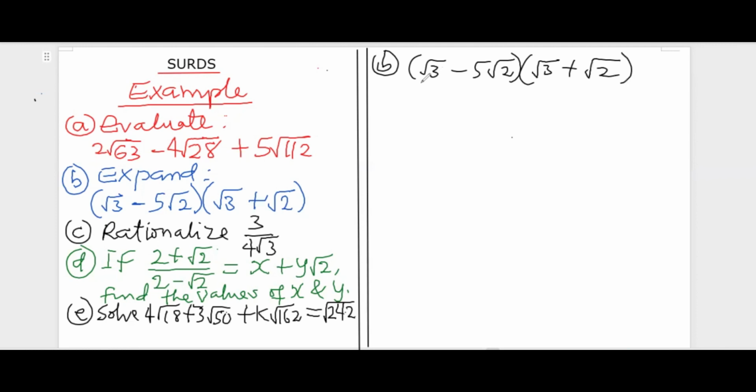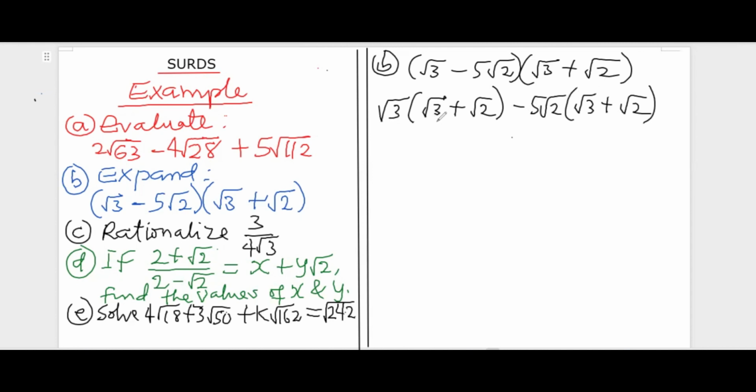To expand this, the first value inside the first parenthesis, we multiply the whole values inside the second parenthesis. Then the second value inside this first parenthesis, we multiply the whole values inside the second parenthesis. And we have root 3 multiplied by root 3 plus root 2, then minus 5 root 2 is going to multiply root 3 plus root 2. So from here, we can begin the multiplication.